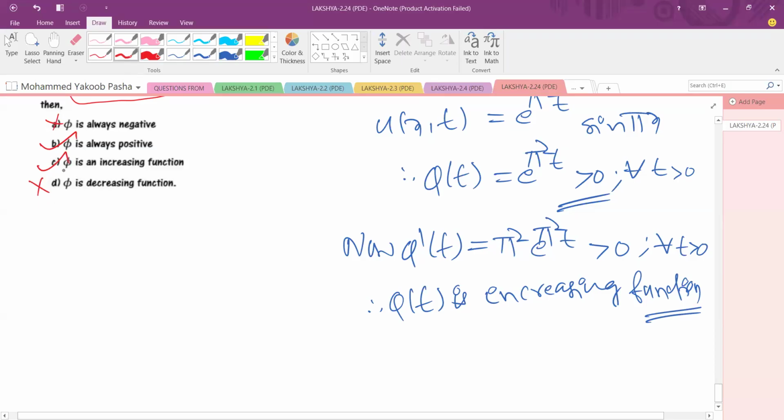Option D is wrong. Okay? If the first derivative is positive, it is an increasing function. If the first derivative is negative, it is a decreasing function. Okay? Is it clear?